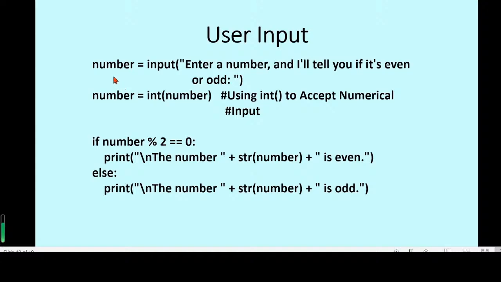The following program will tell if the input value is even or odd using the modulo operation. So the user will input something according to this prompt: enter a number, and I will tell you if it's even or odd. Then use the int function to change this number to a numerical variable. Then we can use an if statement to test if the number modulo 2 is 0. If modulo 2 is 0, then this number is an even number. We'll print the is-even information. If not, then this number is an odd number.